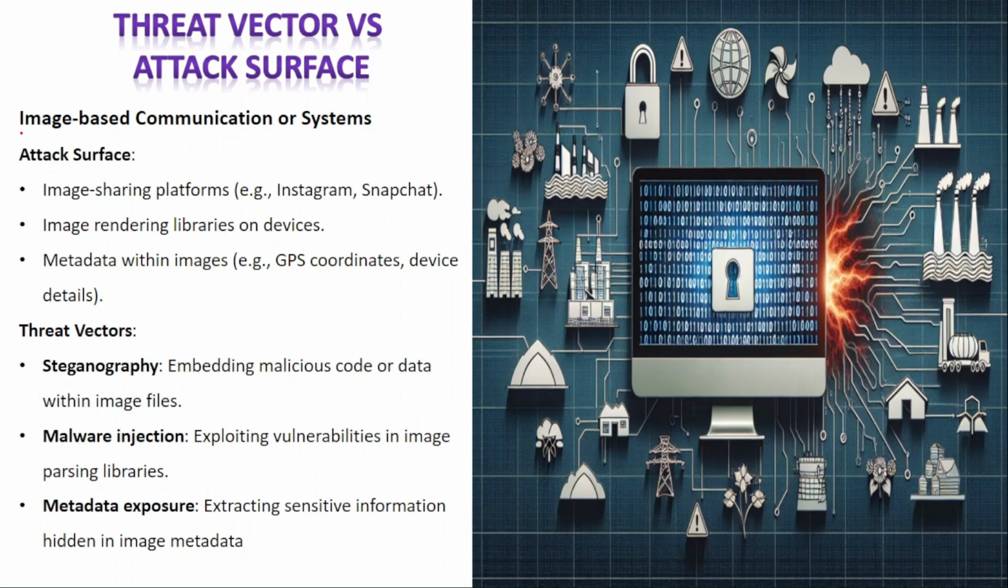And the next one is image-based communication or systems. So far we have been talking mostly about text-based communication, such as SMS, email, and WhatsApp, which are primarily used for text communication. So what are the threat vectors and attack surface in image-based communication? The attack surface may include image sharing platforms such as Instagram and Snapchat, which have the primary purpose of sharing images, pictures, and videos.